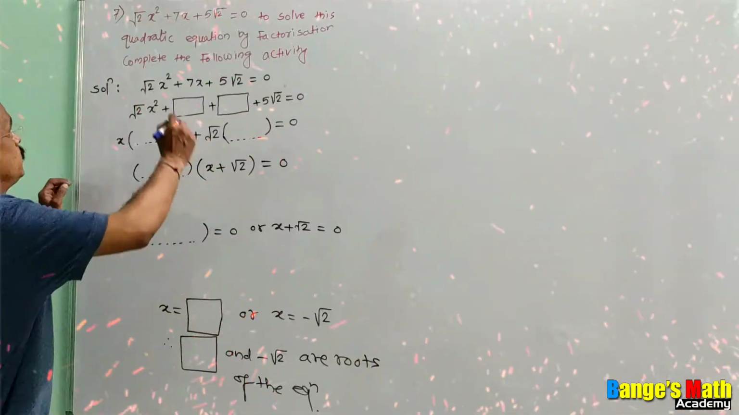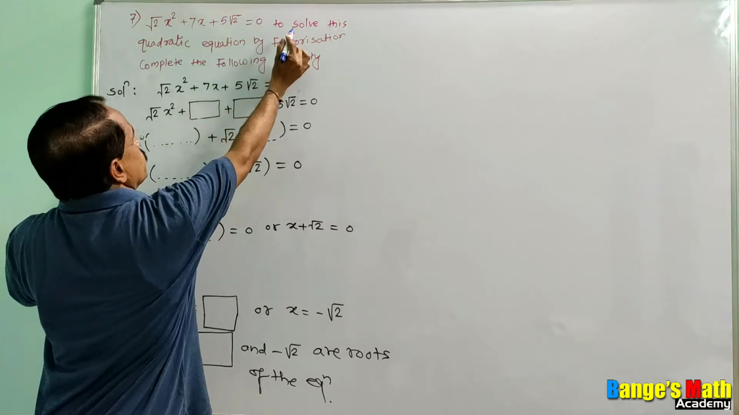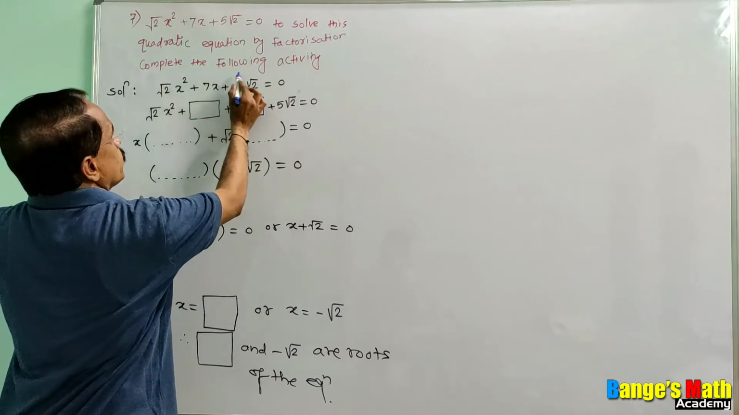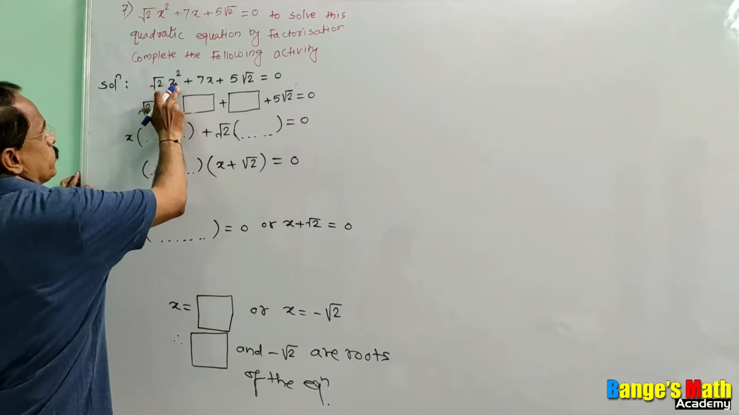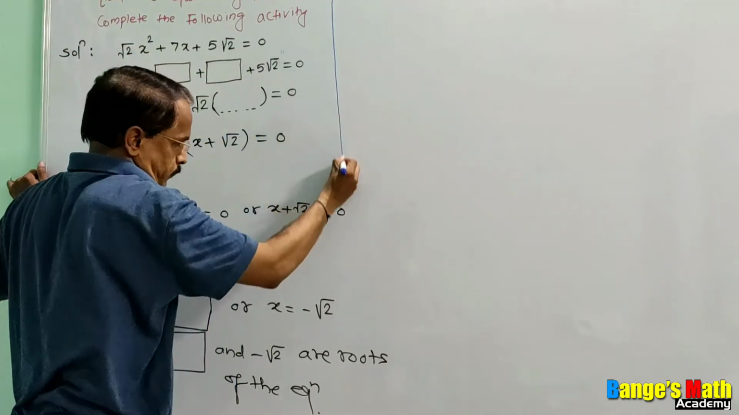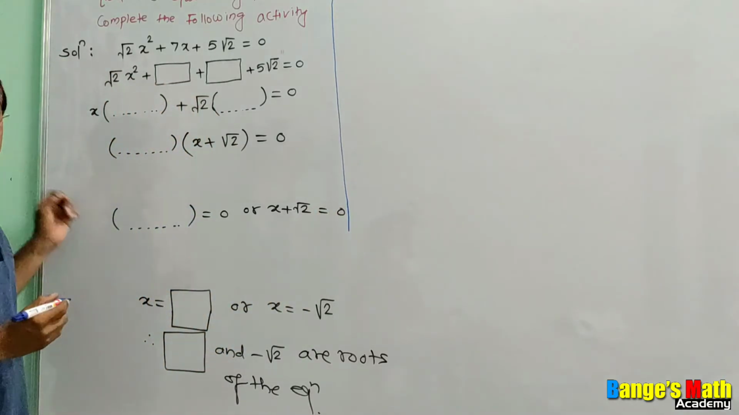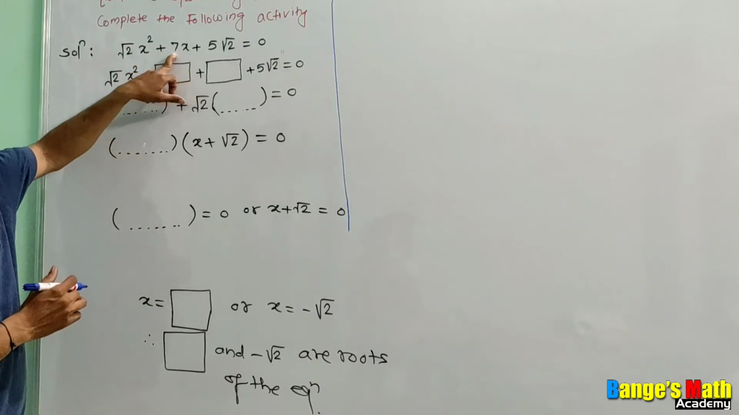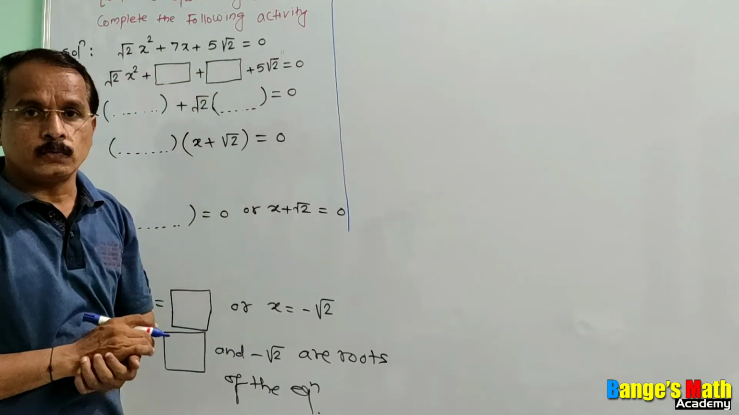See the 7th example, root 2x square plus 7x plus 5 root 2 is equal to 0. To solve this quadratic equation by the factorization method, complete the following activity. Solution. Write down the given equation, root 2x square plus 7x plus 5 root 2 is equal to 0. We have to find out the roots of the given quadratic equation by splitting the middle term. So here the middle term is plus 7x. The coefficient of the quadratic term is root 2 and the constant term is 5 root 2.